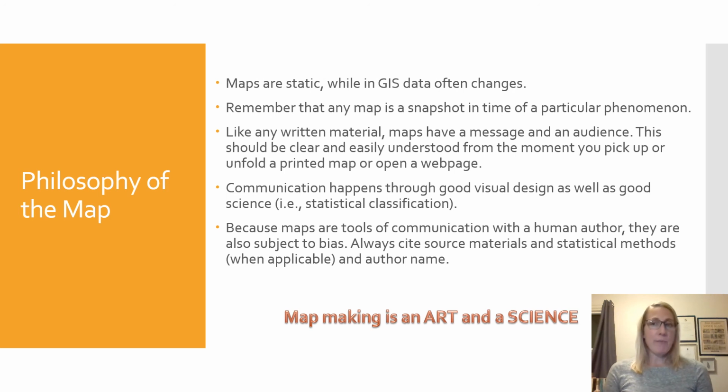Like any material, maps have a message and an audience, and they need to be clear and easily understood, and communication happens through good visual design as well as good science. So again, these are very important considerations we'll go over. And because maps are tools for communication with a human author, they're always subject to bias. So remember that not only when you make maps, but when you look at other people's maps. And as such, you should always cite your source materials and statistical methods. We'll cover this in a lot more detail over the coming weeks.